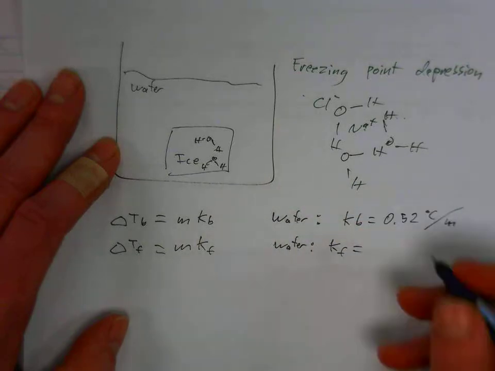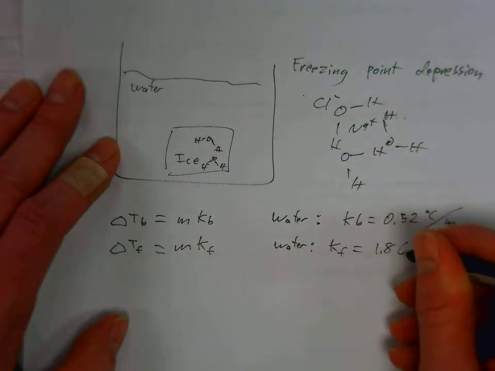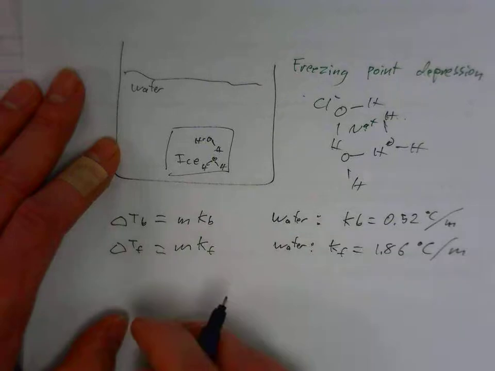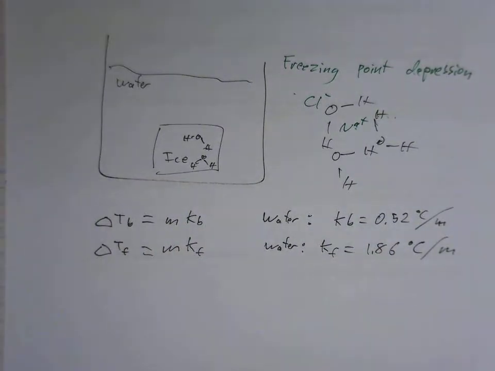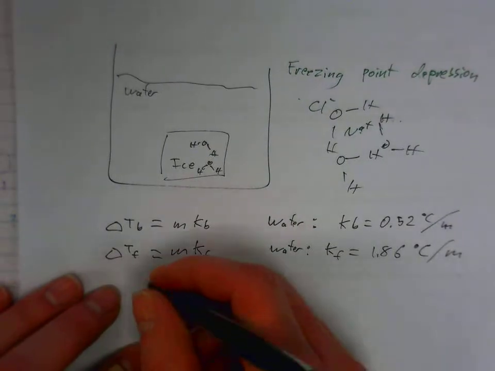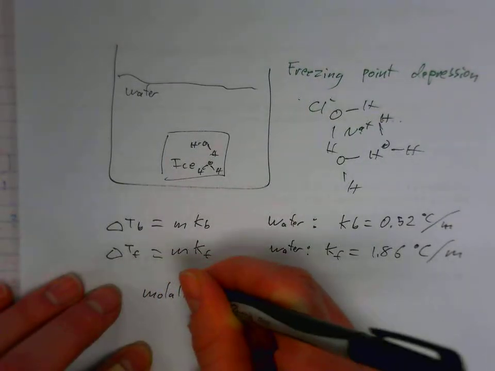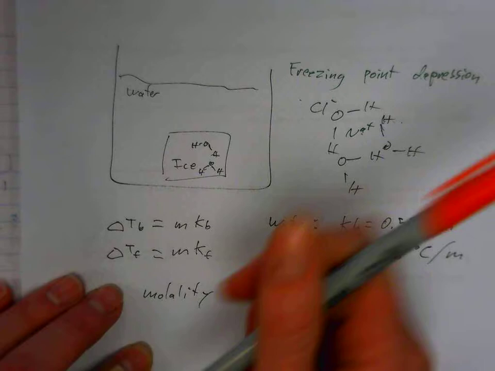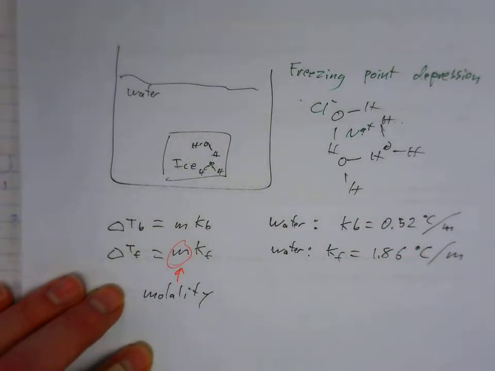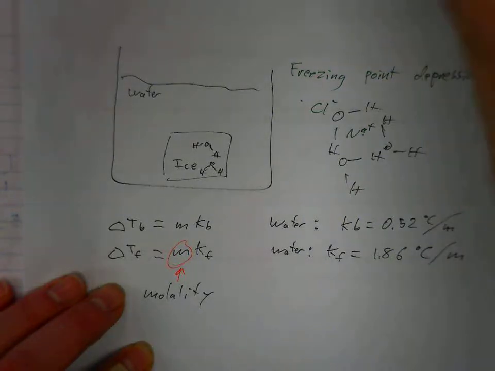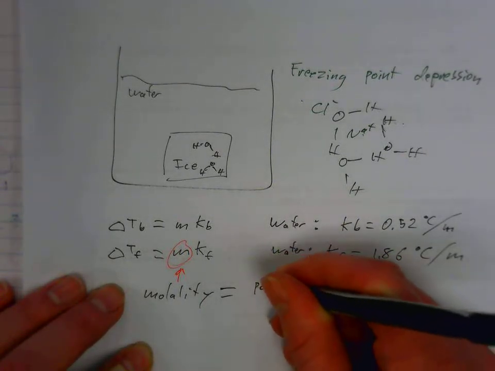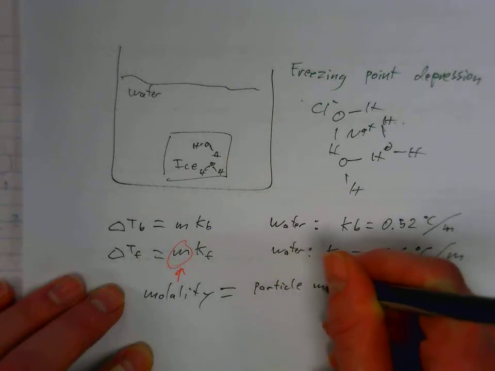Now, why do we use that molality unit when we solve these problems? Why do we need molality? So that's what this unit is here, right? The m. Why do we need that? Well, molality is the number of particle moles divided by the kilograms of solvent. And that would be particle moles of solute.